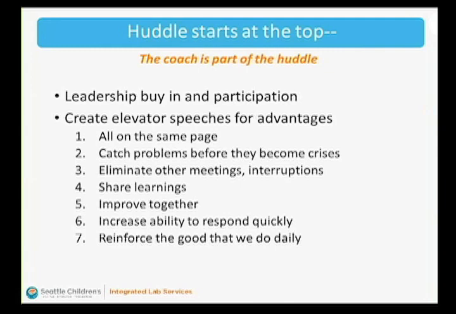So the Huddle has benefits at multiple levels. Here you can see from Dr. Astion's expose that it has a lot of benefits at the top levels, and that's part of the buy-in. So it's going to be tough to have a functioning Huddle without the leadership in the laboratory being part of it. You also want to have a coach as part of the Huddle as well.